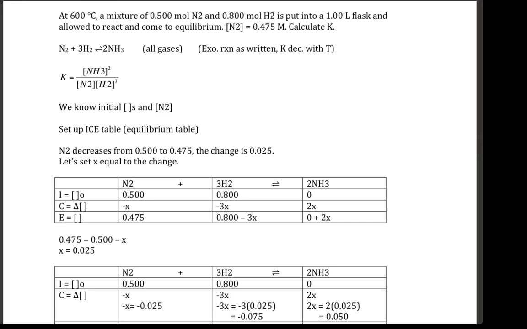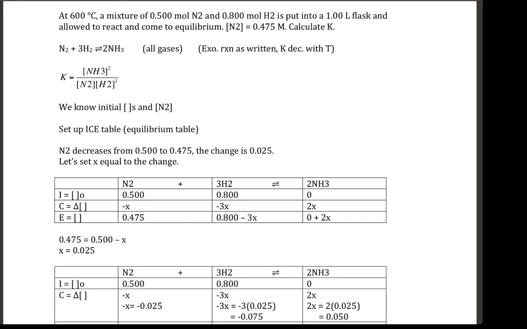So the N2 concentration, we are told it decreases from 0.500 molar to 0.475 molar. We see that the change is 0.025 molar. And we're going to represent that change with, for now, the symbol X. So the ICE table, what we do for ICE tables is we write out the reaction as if those are column headers in our table. And the rows in our table are where we get the term ICE.